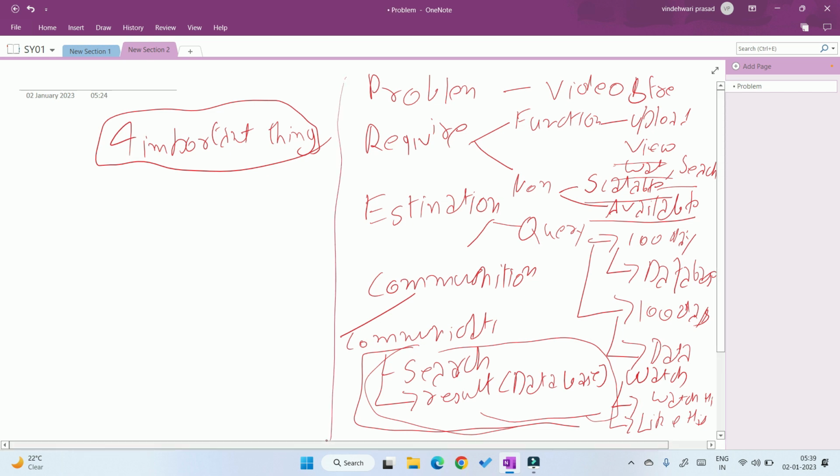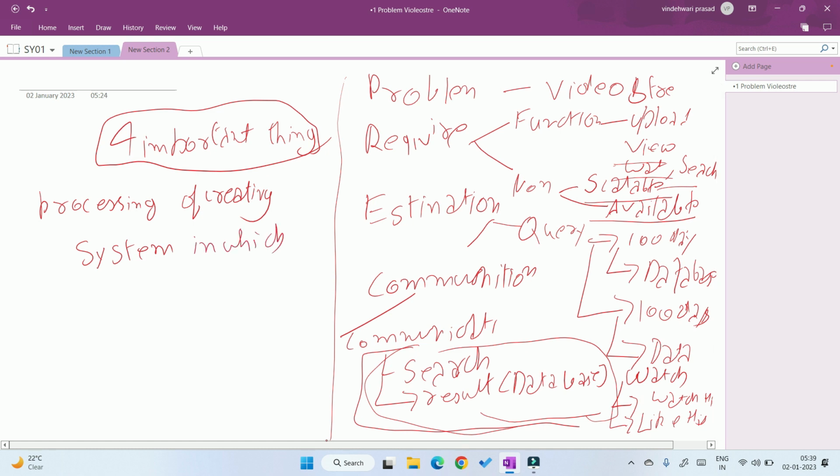So the system design process means the process of creating a system in which different components, how they work, and their communication.